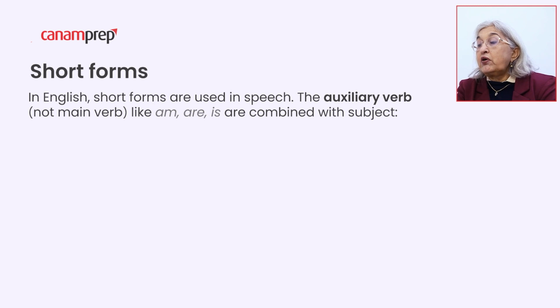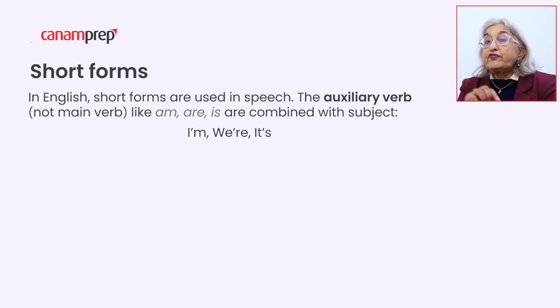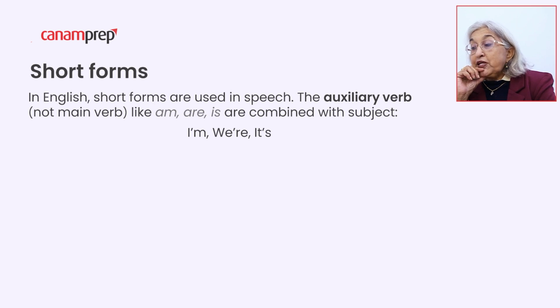Instead of speaking the whole of that part of the sentence, only the first word is spoken along with the second one. And this is done in the case of auxiliary verbs. So, for instance, in writing, you would say, I am, they are, it is. You write the full form. But in speech, it's not necessary to write the full form. You can say I'm, we're, it's, he's, they're.